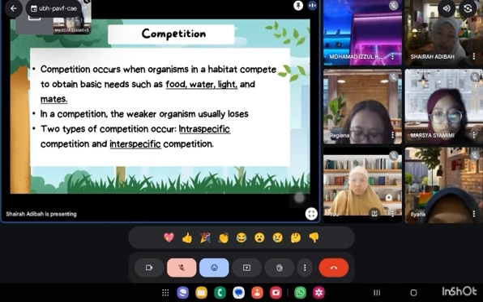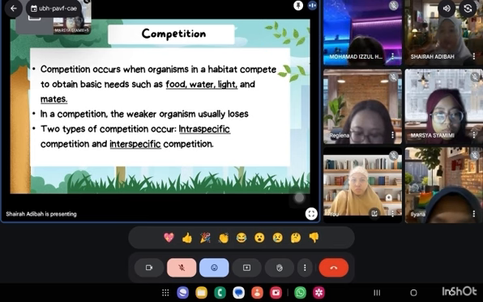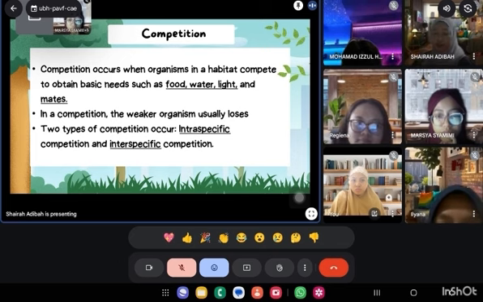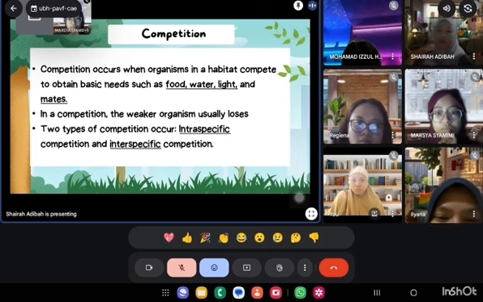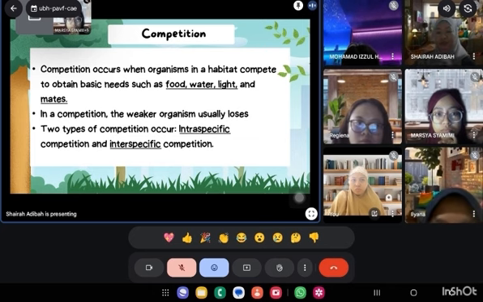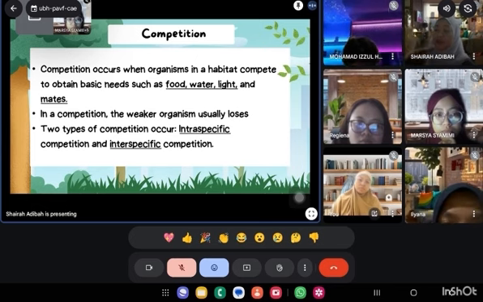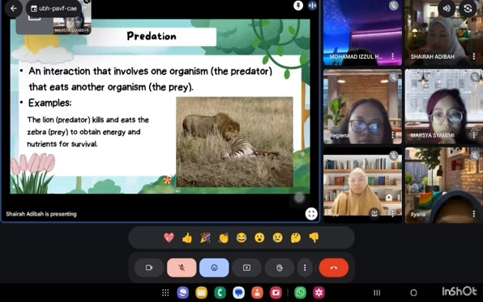So intraspecific competition actually occurs between the same organisms to obtain basic needs. Meanwhile, for the interspecific competition, there occur different organisms competing to obtain basic needs such as food, water, light, and mates.